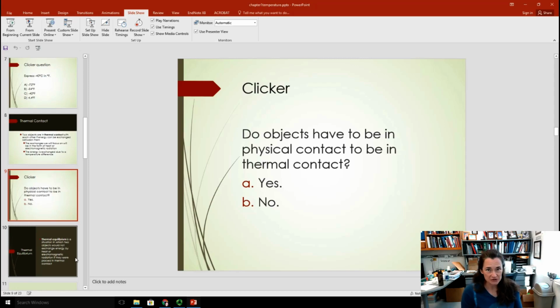Now, it's important to note that objects don't have to be in physical contact to be in thermal contact. So, for example, we get a lot of energy from the sun, and that energy is transferred via electromagnetic radiation from the sun to us. But we're very far away from the sun, so we're not in physical contact. Thank heavens, or we'd be a big ball of soot by now.